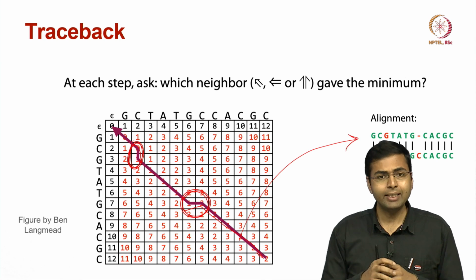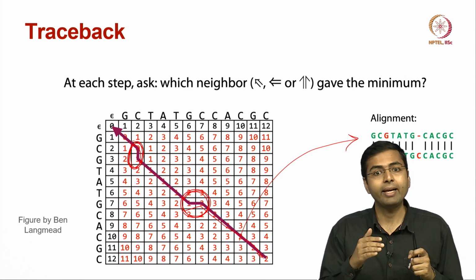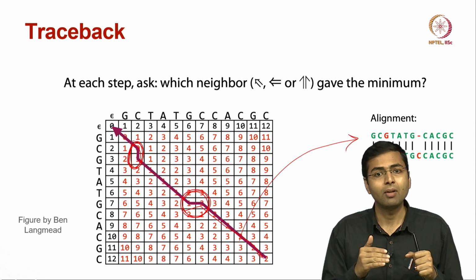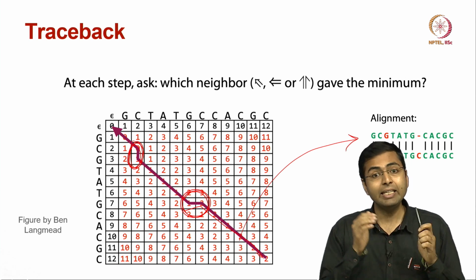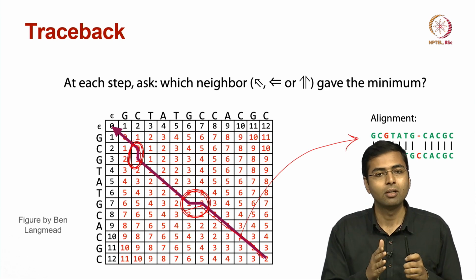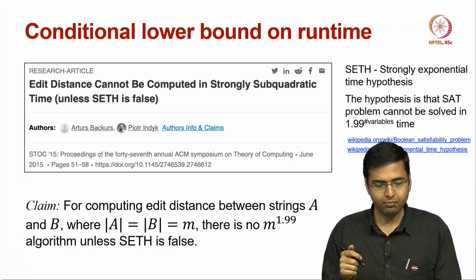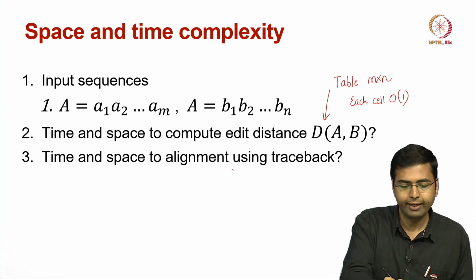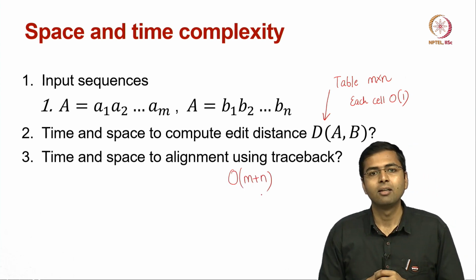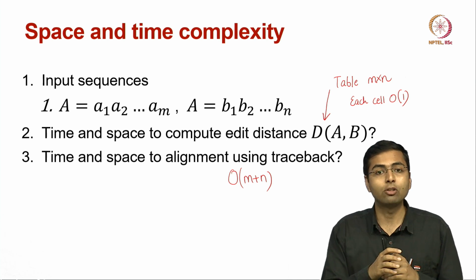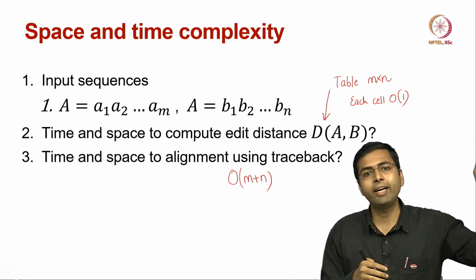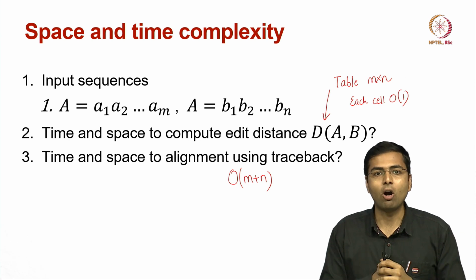Well, as you can see, at each step we are going either left or we are going up. So, we are at least going one step left or at least one step up, which means that the time to do traceback is order m plus n, right. That is, we have to exhaust all columns and all rows to reach all the way to the top corner.